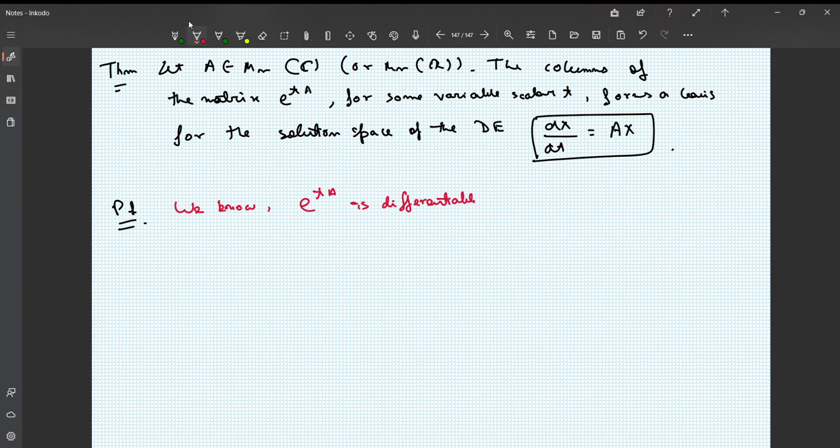Now I have used the term variable scalar here. It's quite an abuse of notation, but variable scalar means t can be an arbitrary scalar. So let me change the term to an arbitrary scalar. So e to the power ta is a differentiable function of t, to be precise, and its derivative is a e to the power ta, right?